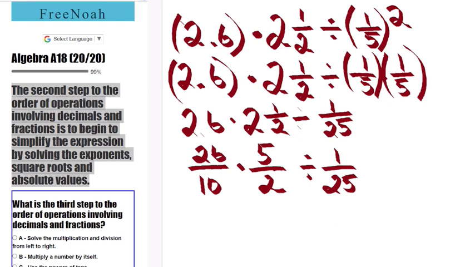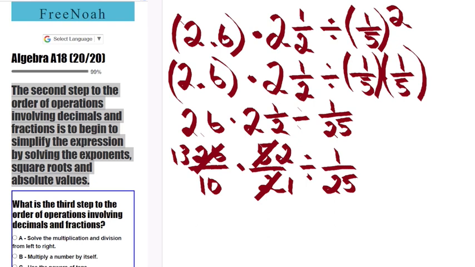Now we're going to begin left to right. So we're going to start with our multiplication. 26/10 times 5/2. Okay, so cross out the 2. That gives us 1. And 26 divided by 2 is 13. So replace the 26 with a 13. All right. That looks decent there.